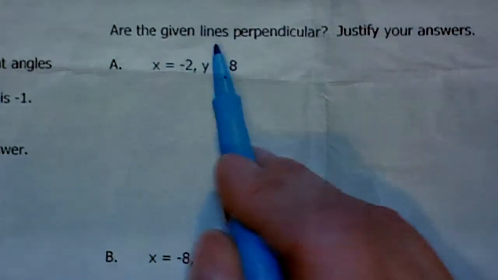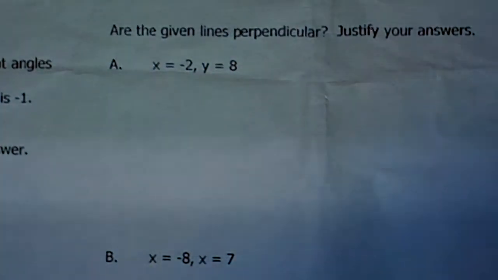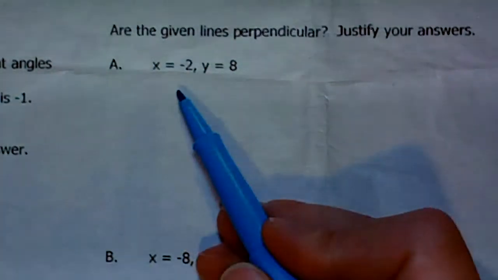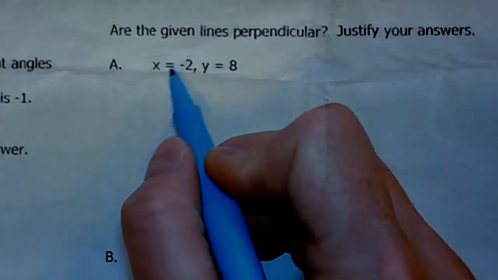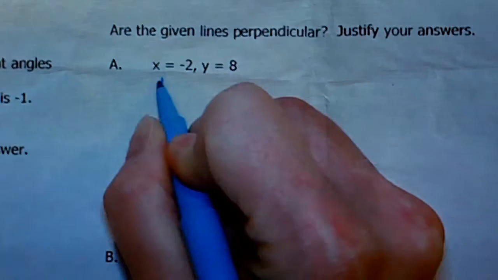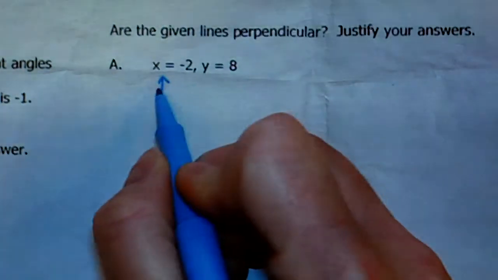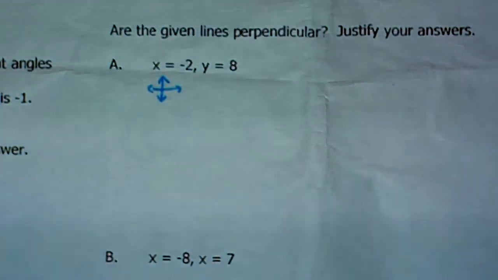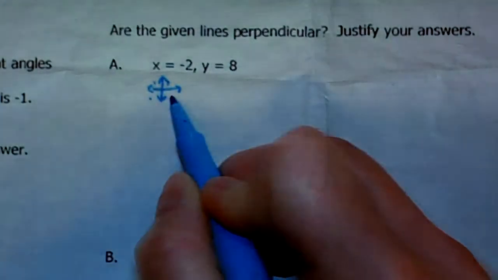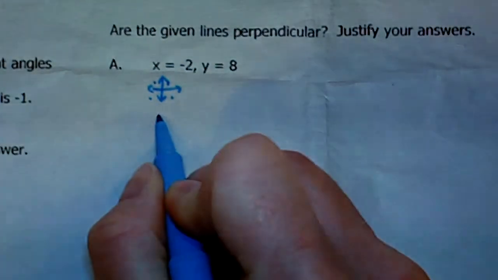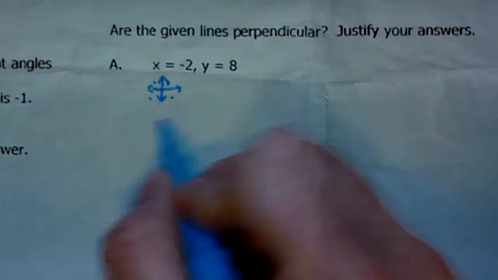Okay, now again with just the words, and I want you to have this whole vertical horizontal thing down. I ask, are the given lines perpendicular? And please justify your answers. I have an x equals -2 and a y equals 8. Remember, x equals -2 is going to be a vertical line. Y equals 8 is going to be a horizontal line. When a vertical line and a horizontal line cross, they do form 1, 2, 3, 4 90-degree angles. So the answer to this, are these perpendicular? Yes.